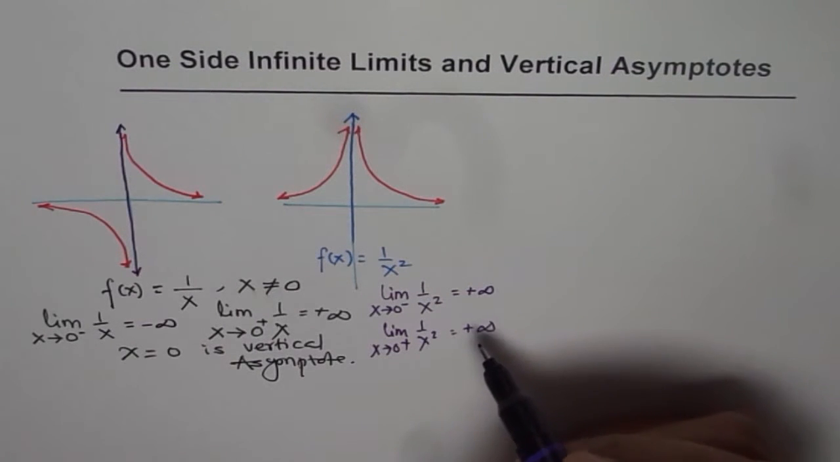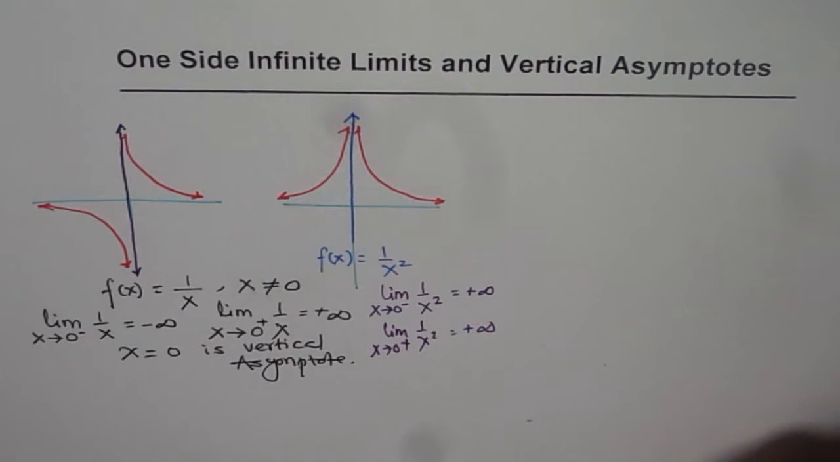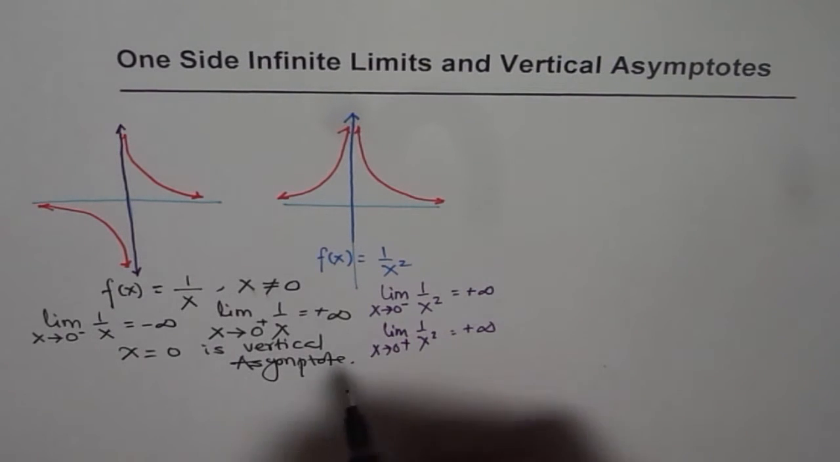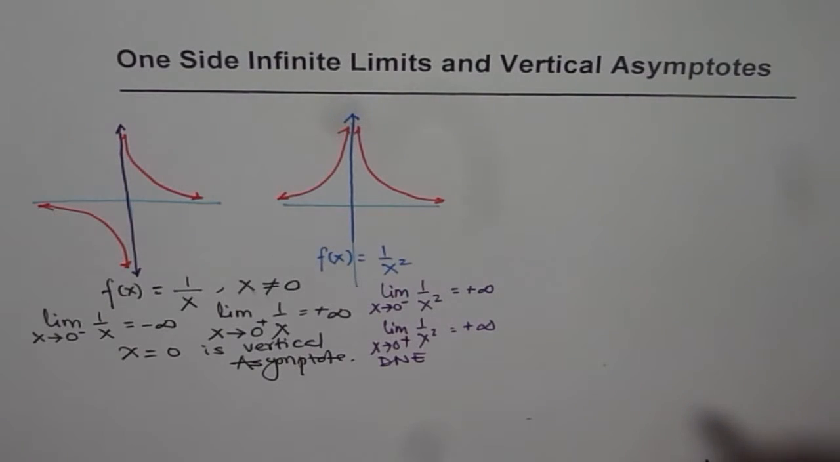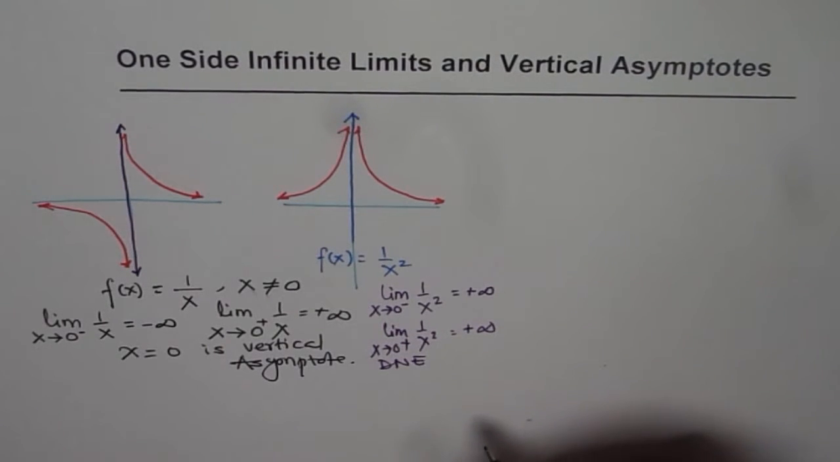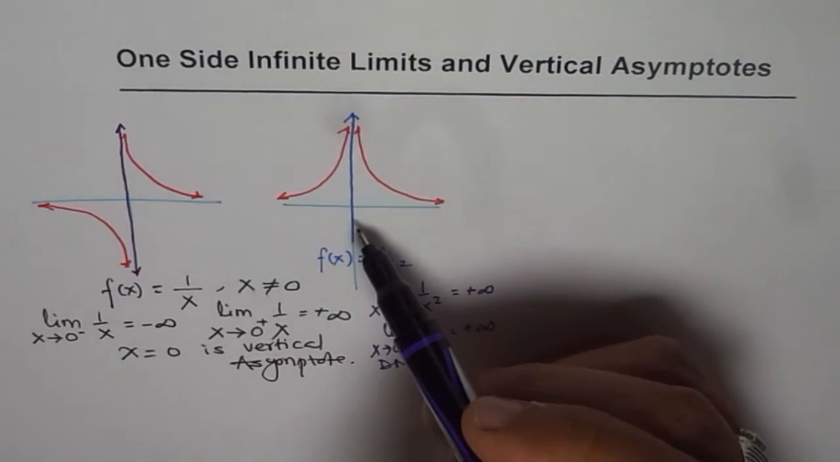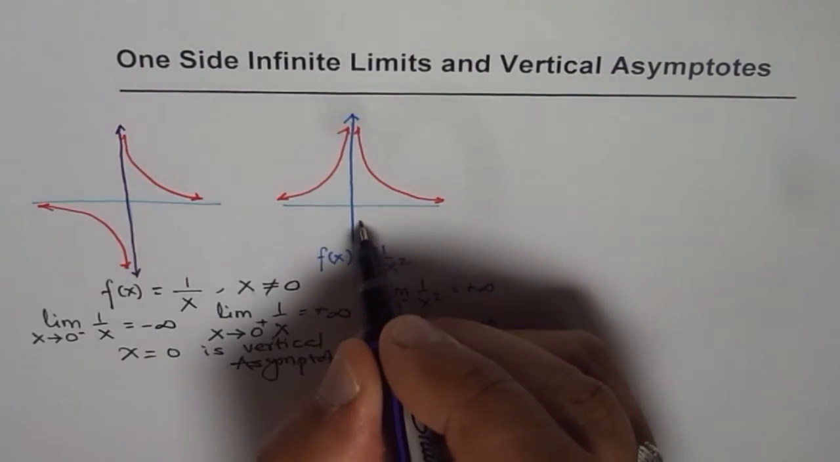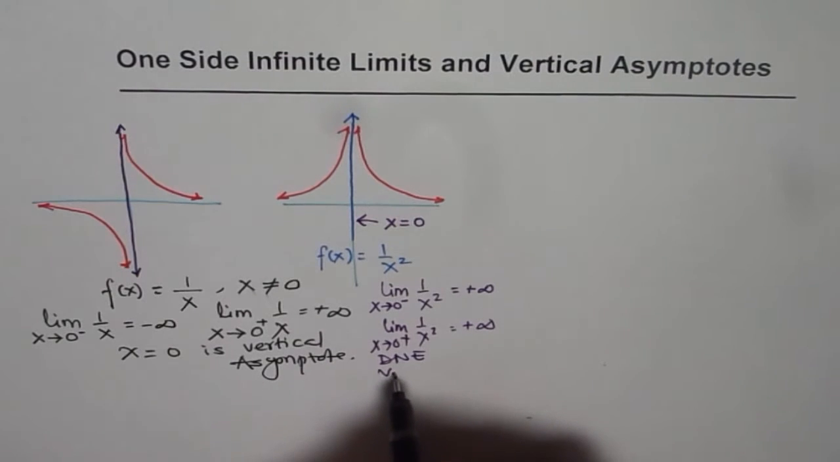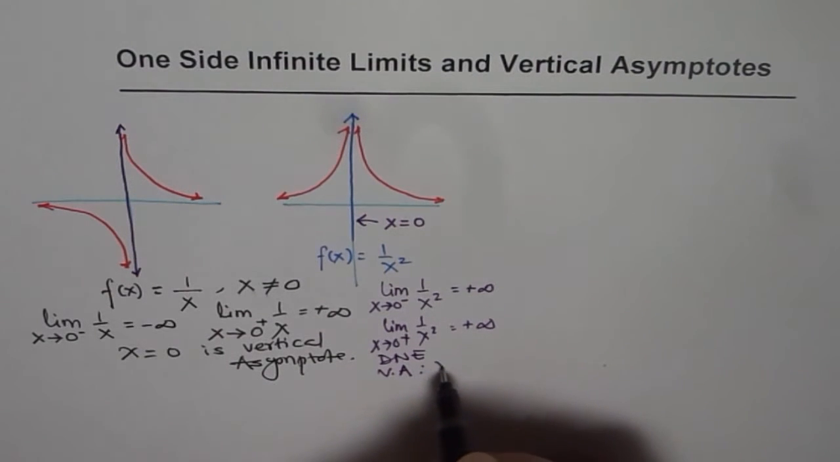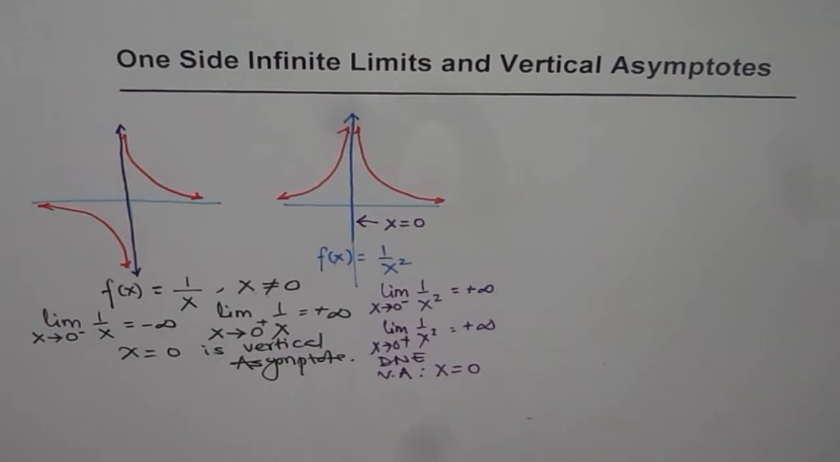When we say approaching infinity, infinity is not a number, right? So it does not really exist. So in all these cases, the limit does not exist. But again, what do we have here? We have a vertical asymptote, and the equation of the vertical asymptote is x equals 0, right? So we have a vertical asymptote, let me write VA, which is x equals 0, correct?